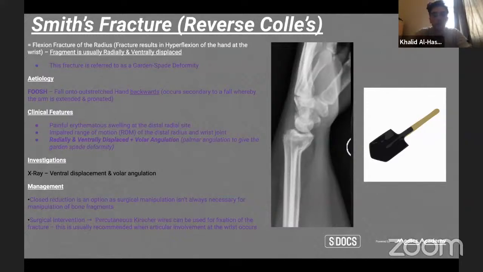Clinical features are that it's painful and erythematous, with loss of motion, especially at the radiocarpal joint, also known as the wrist, and radially and ventrally displaced, plus volar or palmar angulation to give the garden spade deformity. The investigation would be an X-ray, and the management would be closed reduction. Surgical manipulation isn't always necessary. For surgical intervention, we can also use percutaneous Kirschner wires in this case as well. This is usually recommended when articular involvement at the wrist occurs.